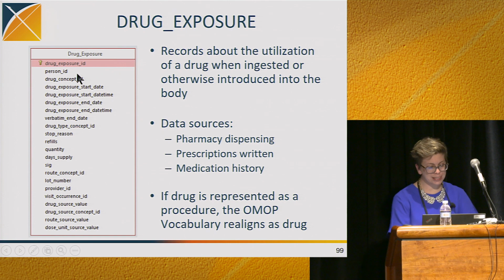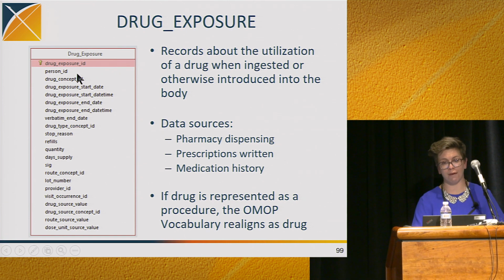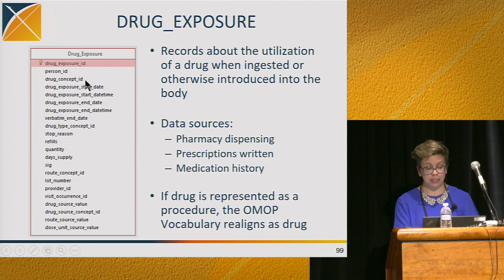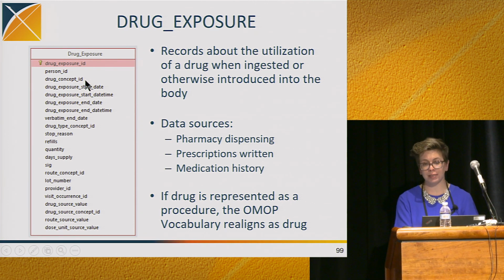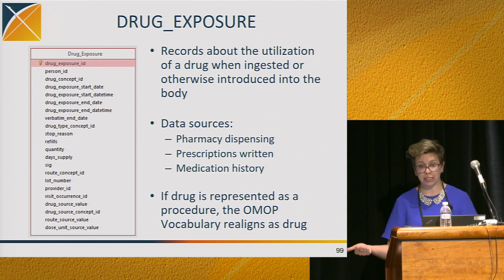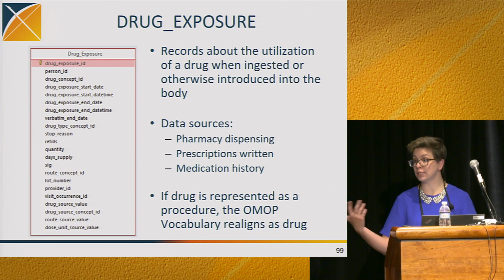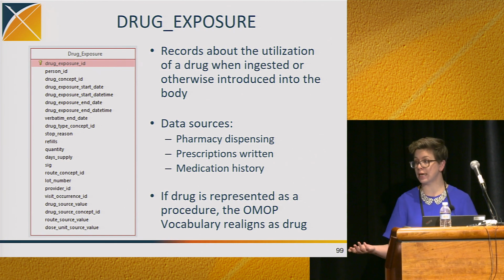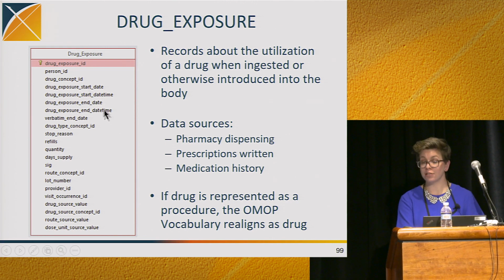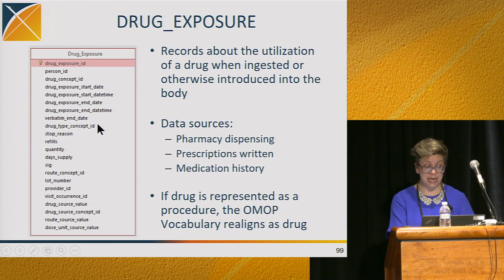In this table, it's very similar to all our other tables. We have our unique identifier, which is the drug exposure ID. We have our person ID. We translate whatever code came to a drug concept ID. So a lot of people in this room probably think about drugs in terms of NDC codes, but these can also be ICD-9 procedure codes like the flu vaccine, and there's lots of different ways that drugs can come across. We can have a start date. Sometimes if you're lucky, you have an end date for the drug.